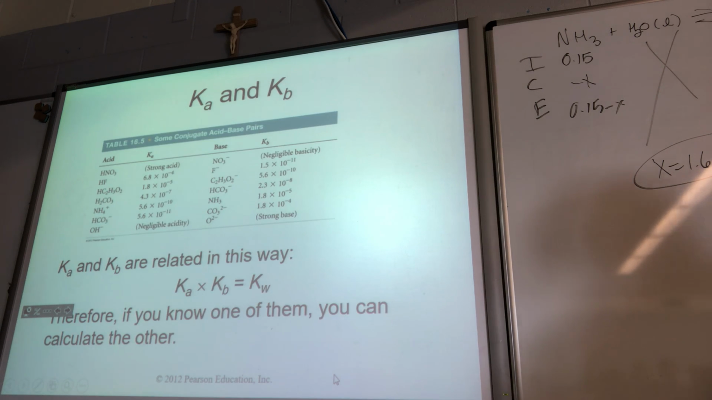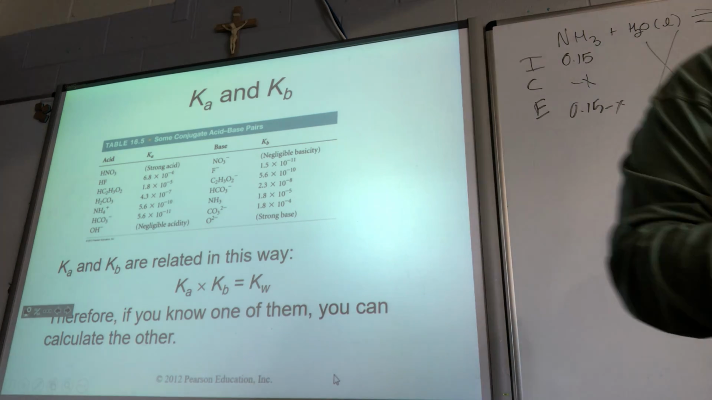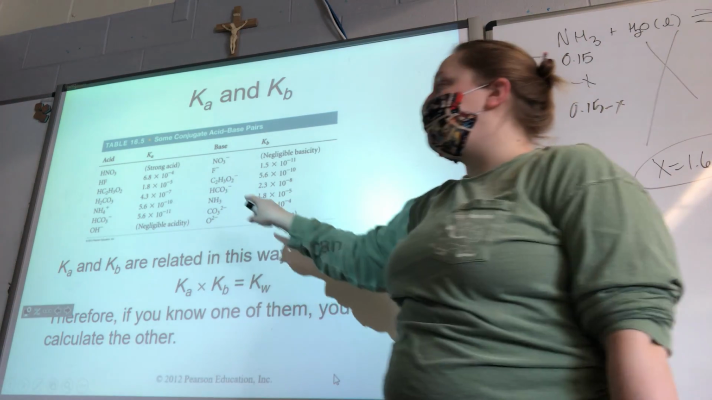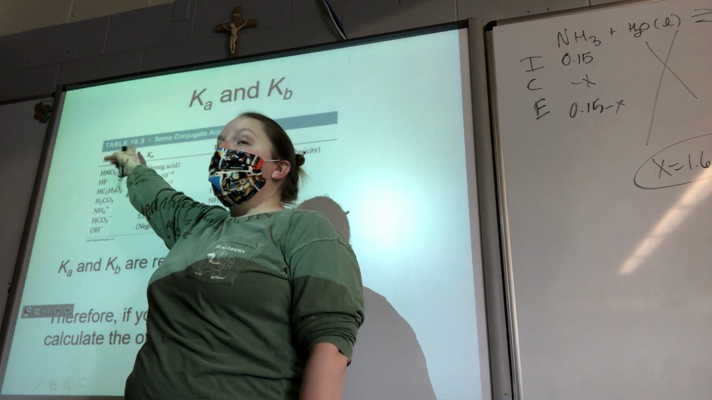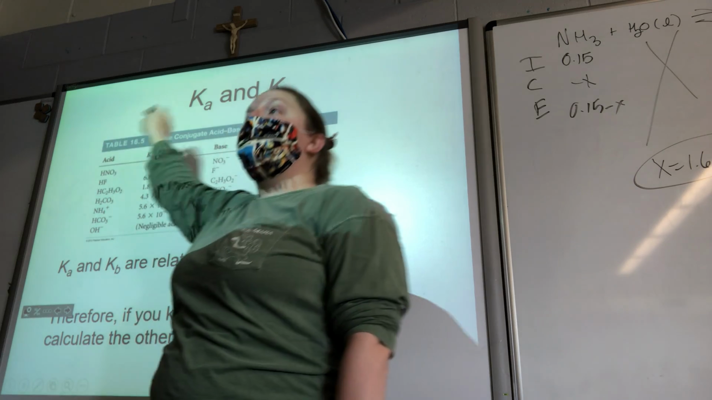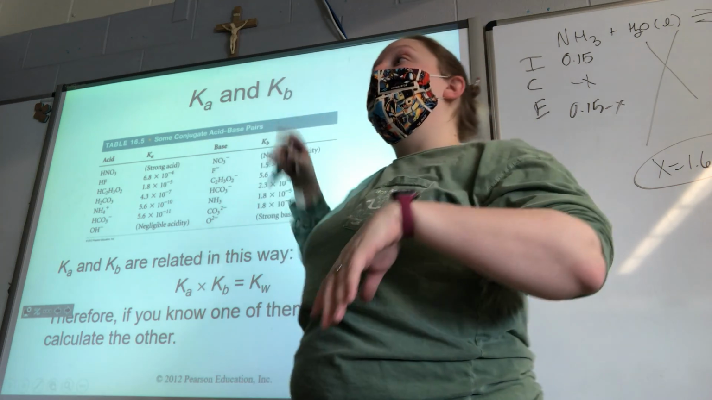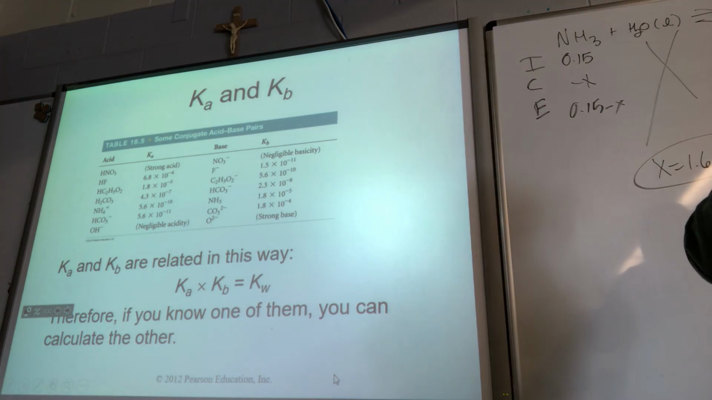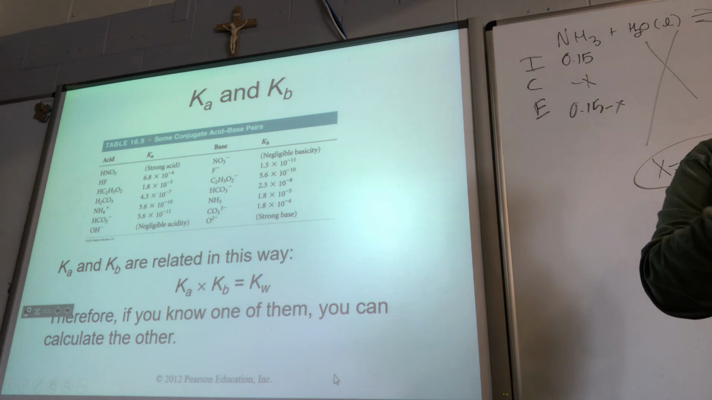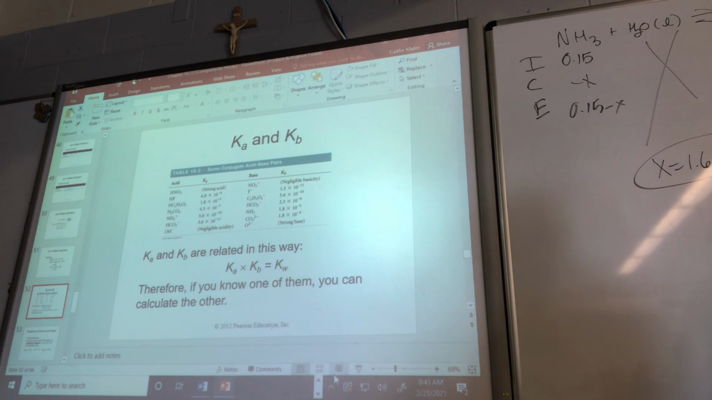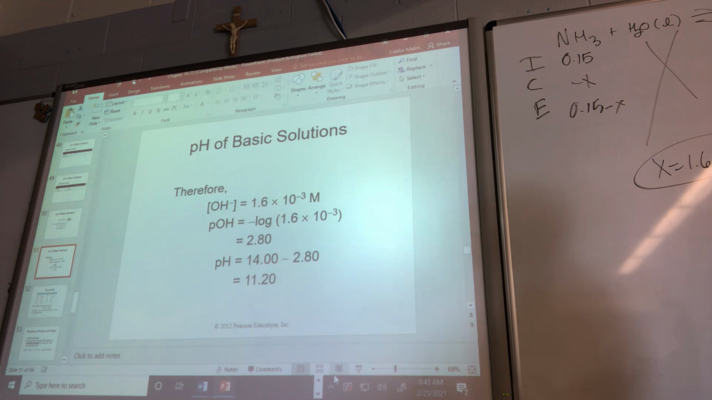Okay, with Ka and Kb, we can multiply them for a specific substance, right? So let's say we had the strong acid, nitric acid, HNO3, and its conjugate base, which is the NO3 minus ion after it's given up its proton. If we multiply those two Ks together, Ka times Kb, we should get Kw. That's just an aside. Kind of nice.